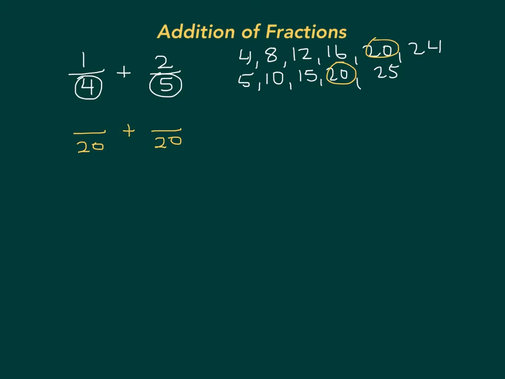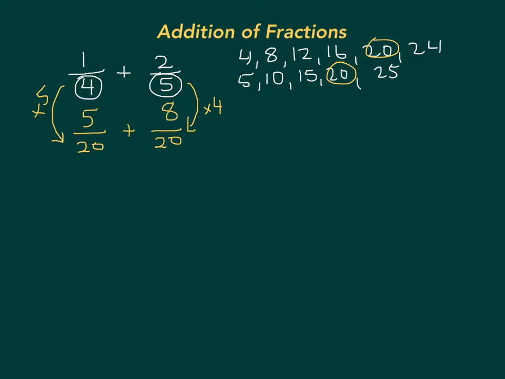Now we look and see, what did we do to the denominator on this side to get to 20? We multiplied it by 5. Whatever we do on the bottom, we have to do on top to our numerator. So 5 times 1 is 5. And the same on the other side. What did we do to get from 5 to 20? We multiplied it by 4. And whatever we do on the bottom, we have to do on the top. 4 times 2 is 8.